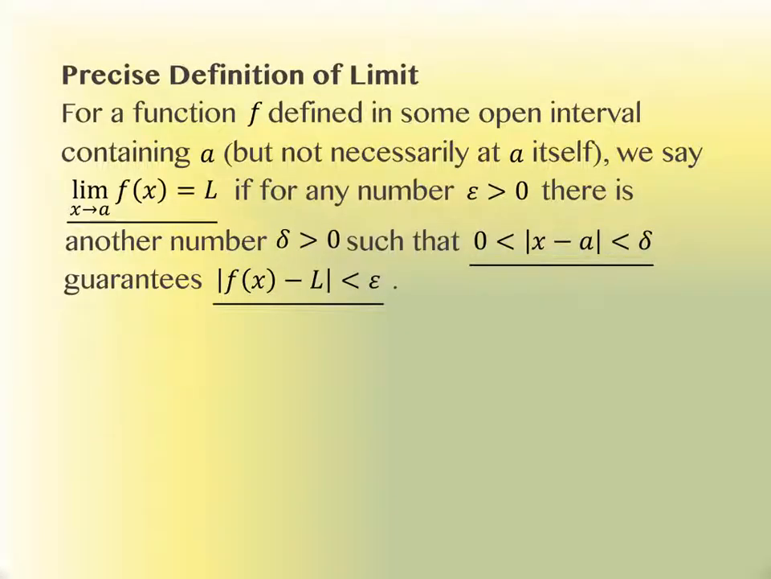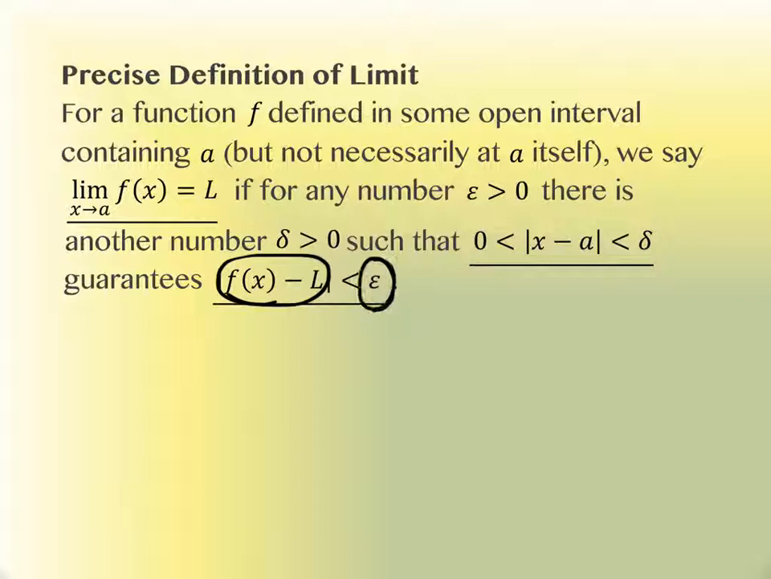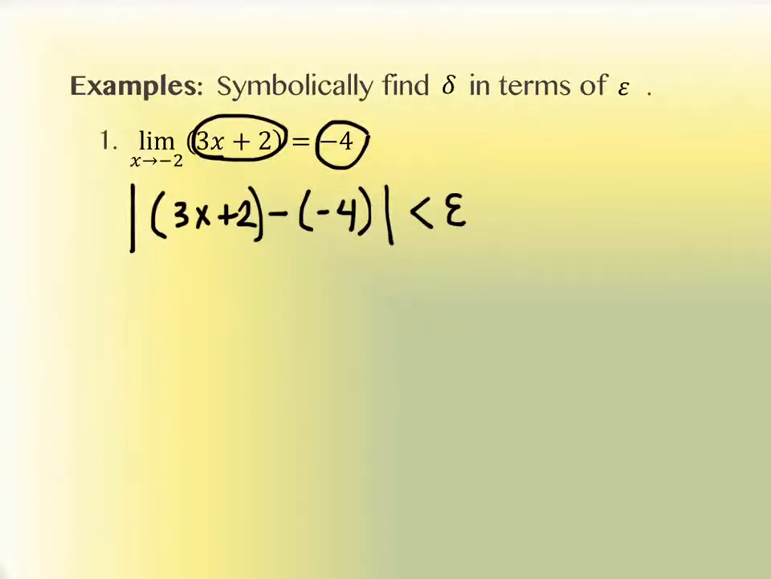So it's always function minus limit. Go back over here and take a look. See that right there? Function minus limit. That's what we're doing. Function minus limit. And we make that less than what? Epsilon. Always less than epsilon. And you see that right here? Less than the epsilon. So this step always looks like function minus limit in absolute values less than epsilon.